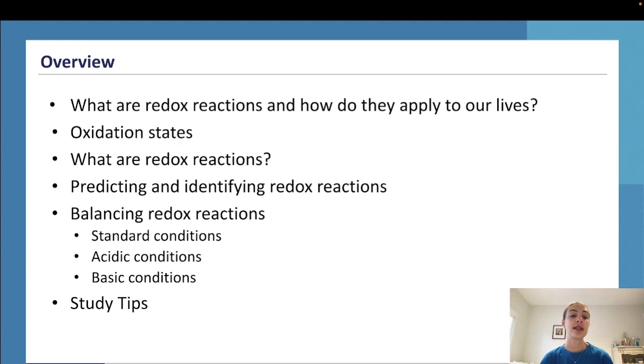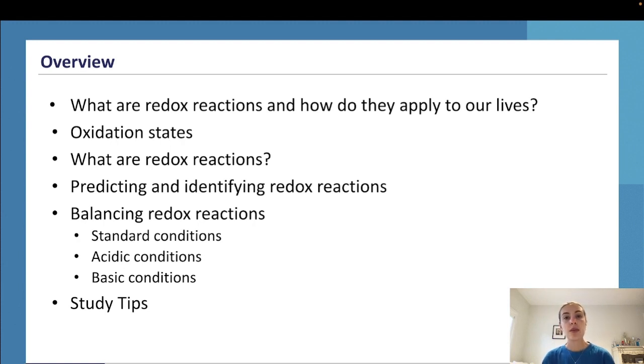And so that will be considering that under standard conditions, which is just your standard pH of around 7. Then we'll consider the acidic conditions, and there's also some basic conditions which are a little bit less of a concern. You don't really need to worry about those too much. And we'll look through some examples of those, some step-by-step examples, just to completely solidify those concepts.